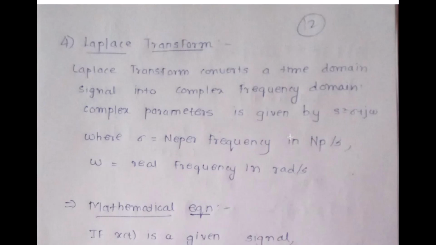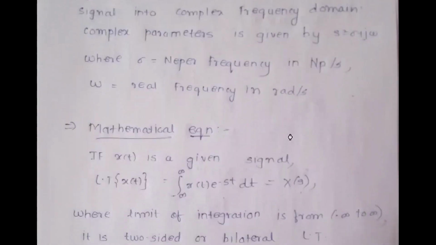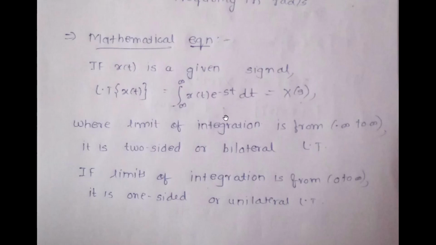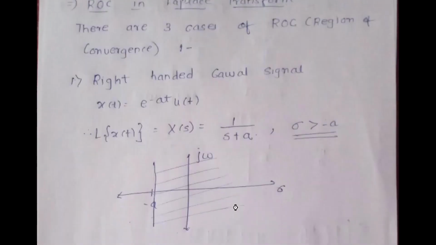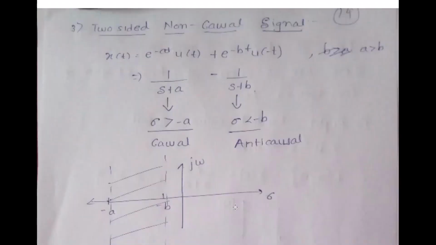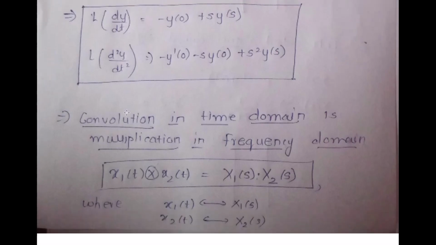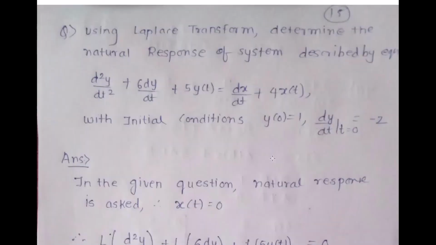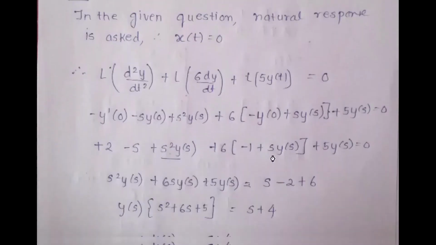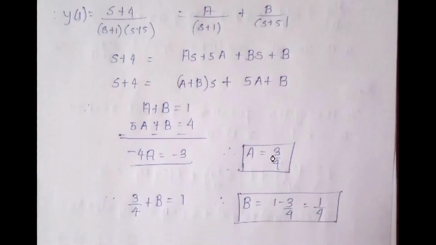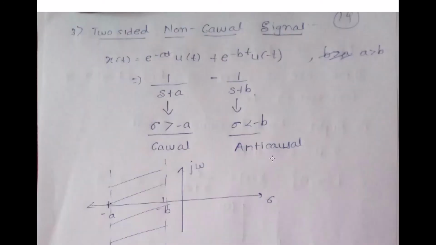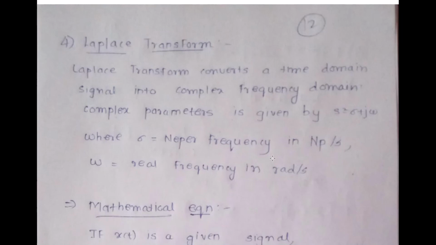So in this particular video, we talked about the Laplace transform, the very important formulas of Laplace transform in unilateral and bilateral, both ways. The ROC is present in the Laplace transform. The formula of dy by dt and d square y by dt square. Convolution in time domain becomes multiplication in frequency domain. This is a particular equation, so just try to find out the value and get the final answer. So this is very important, so please make a note of it.